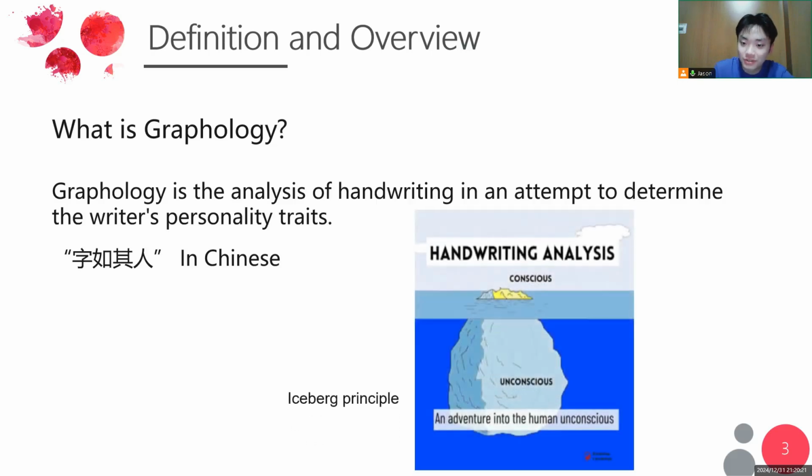And this picture shows the handwriting analysis. The small parts over the C that we write consciously, and the lower parts, the big parts under the C that we write unconsciously. It's a little bit like the iceberg principle, or at least it looks like it.